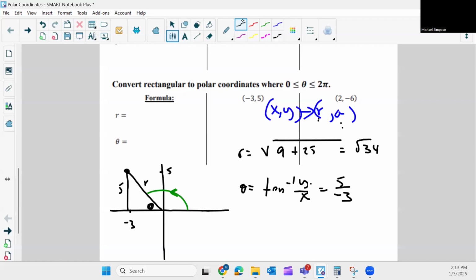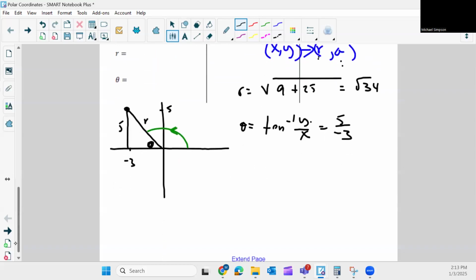We did this earlier in the unit when we did trig functions, and I have a brain cramp right now. It's going to come back to me.